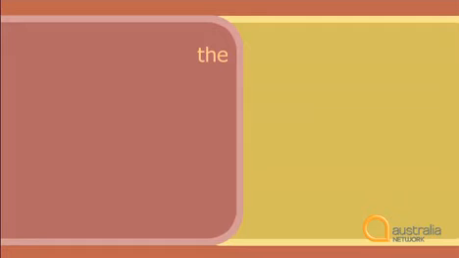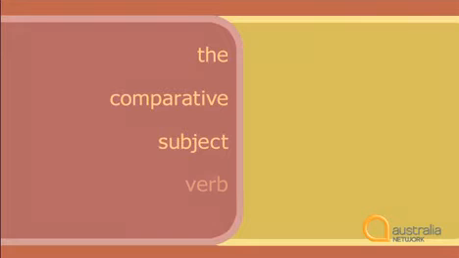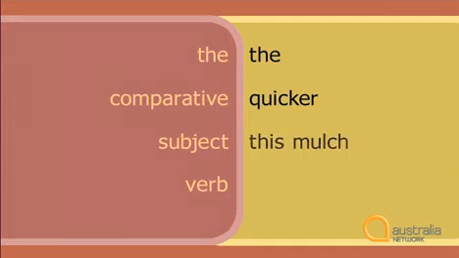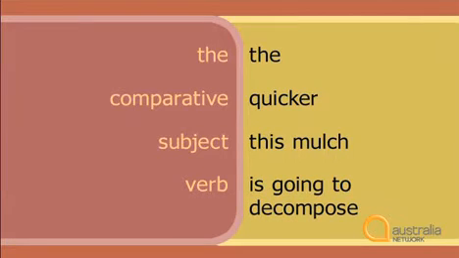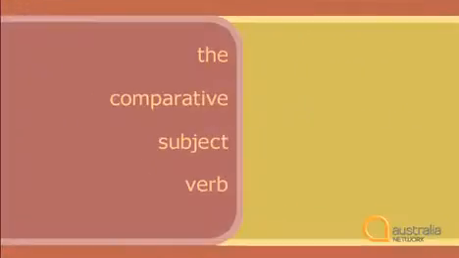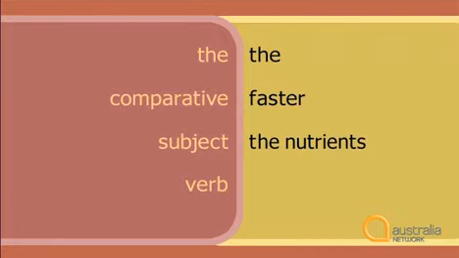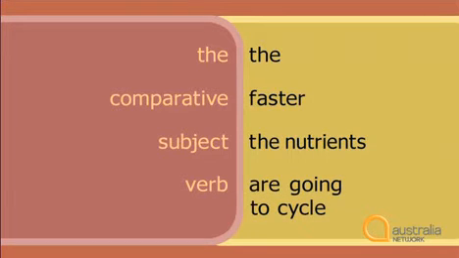Let's see how the basic structure of a comparative expression like this works. The form is the plus the comparative plus the subject plus the verb. Tracy said, the quicker this mulch is going to decompose. Then, using exactly the same grammatical structure, she added the complementary statement. The faster the nutrients are going to cycle. Notice the symmetry of these statements. It makes it easier to remember and apply.